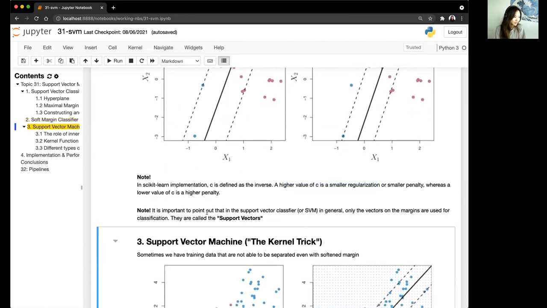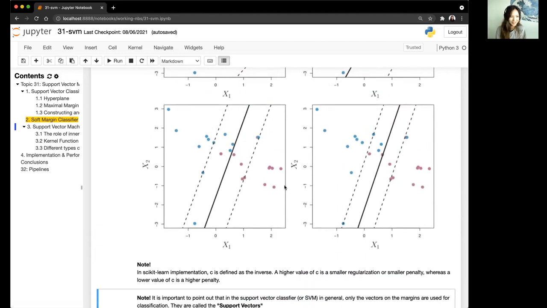All right, so important to point out that in the support vector classifier, SVM in general, only the vectors on the margins are used for classification. These are called the support vectors. What that means is, support vectors, because the way that we compute this distance is actually using vector math. There is one lab in this topic that has you do it from scratch. I don't recommend working through that lab just because it's very, very mathematically tedious, but just know that in order to efficiently compute the distances, it's actually creating vectors from the point to the line or from the point to the margin. That's how that's being done.